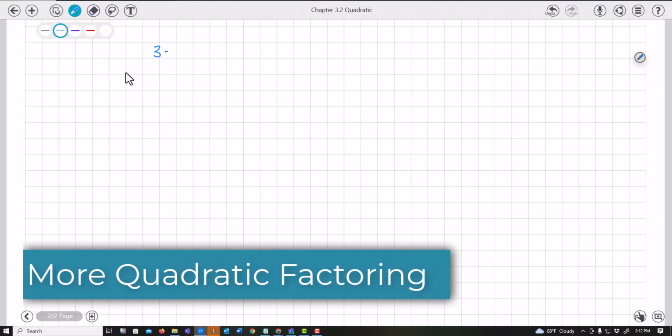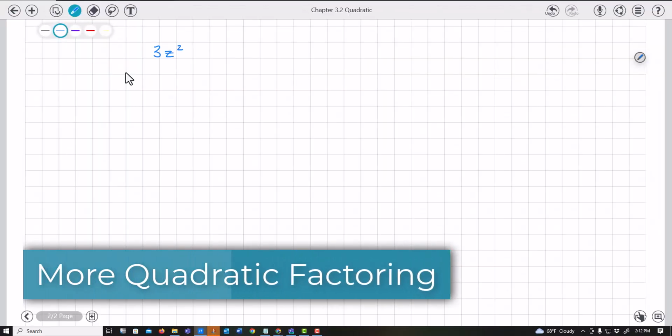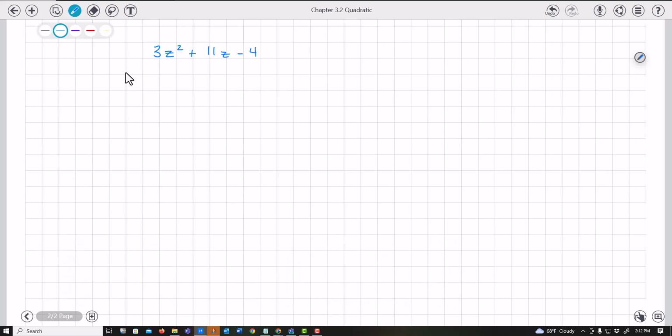Okay, let's look at factoring 3z squared plus 11z minus 4. I'm going to try the guess and check way first, where anything that's prime is pretty easy to factor, right? Because there's no other two numbers that are going to multiply to get 3.